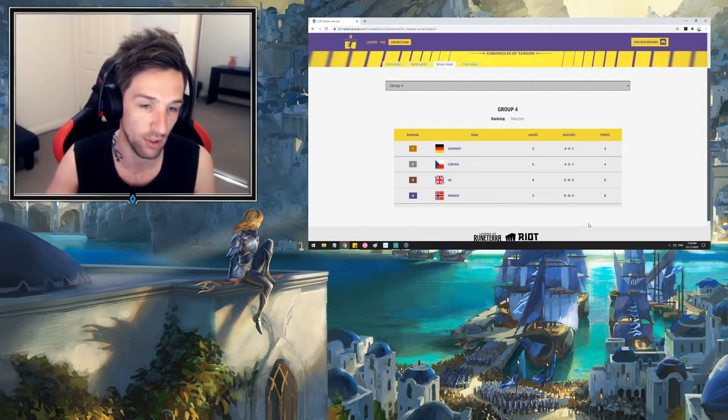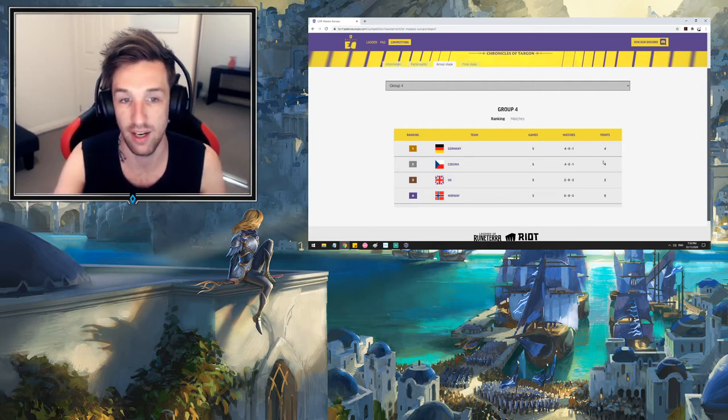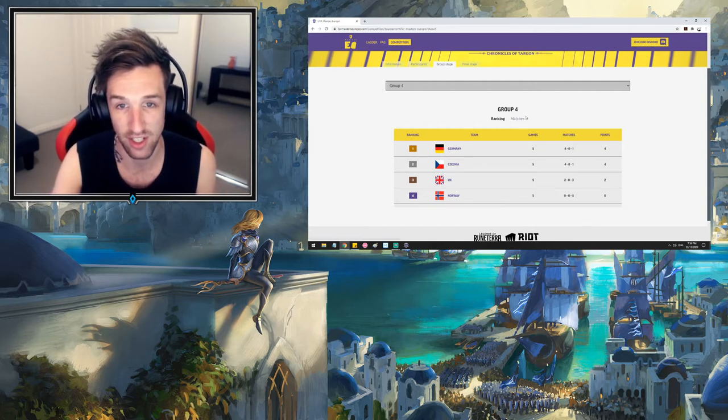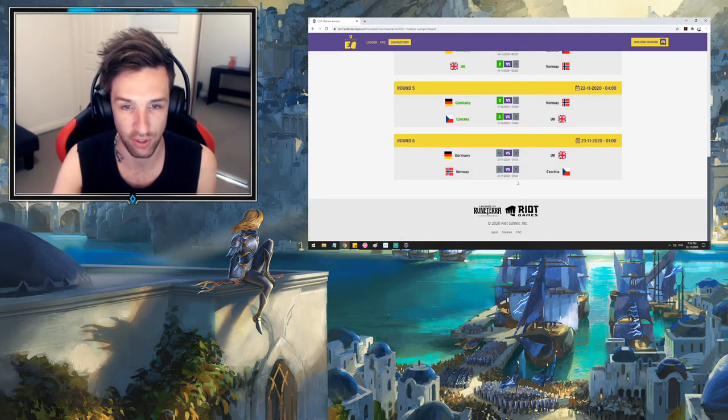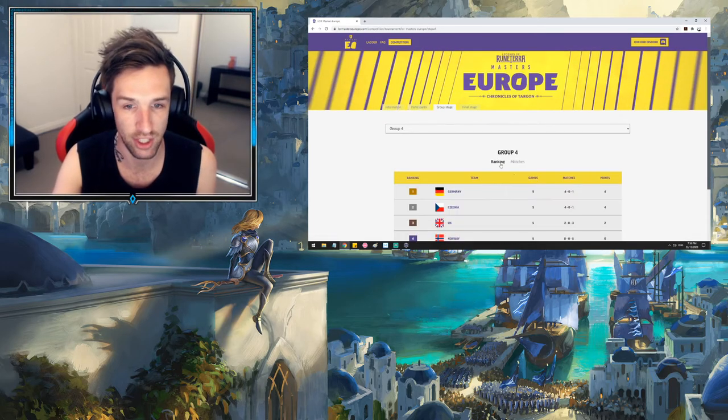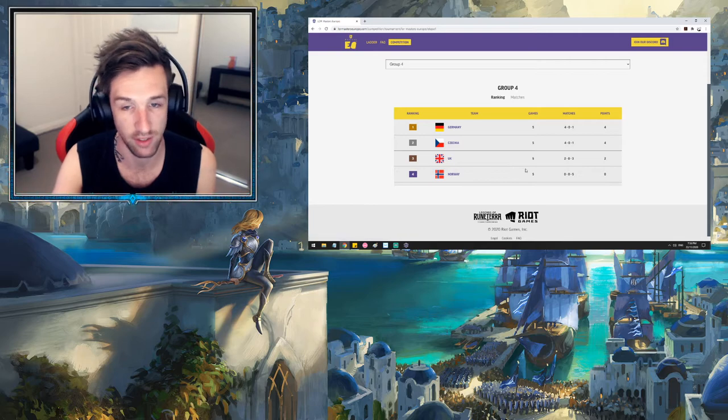Norway, unfortunately, with their score, have no chance of getting out. Germany and Czechia pretty much guarantee their spots. At this point, this group is pretty much settled. The matches that will be happening today are mostly just going to be for fun. So GG to Germany and Czechia.